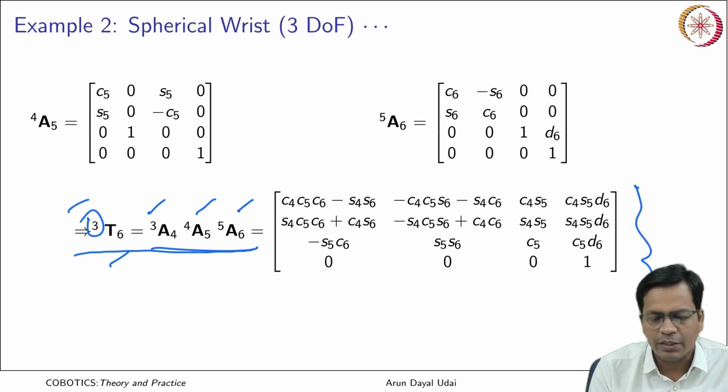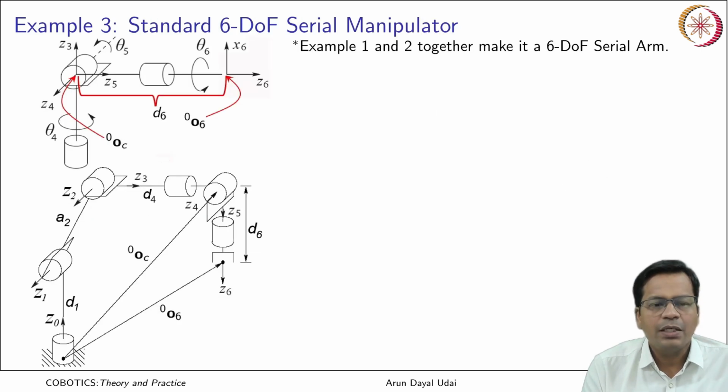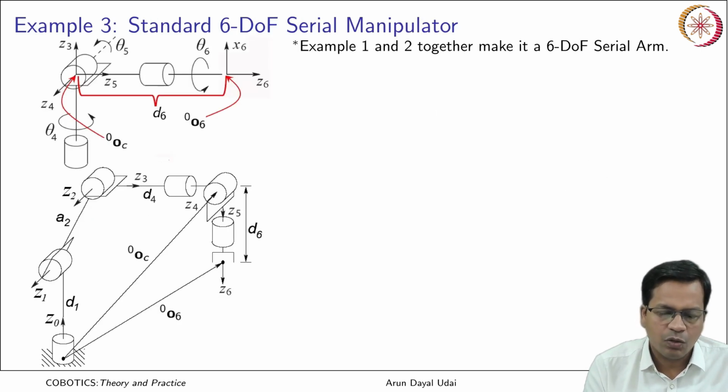This again can be validated, but it is not that trivial. This gives you the position, at least this may be verified. So that is the wrist of the robot.